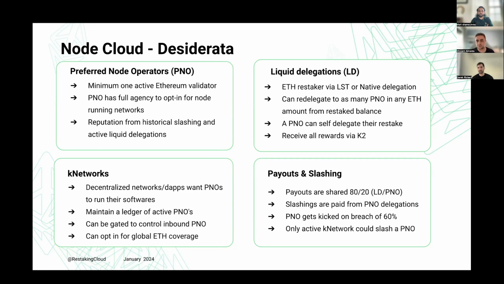K networks also have the ability, for whatever reason it may be, that it might be regulatory, it might be some other reasons that require real world agreements, to gate the P&Os that are part of the network. So they can say, right, look, we're not going to be an open one where anyone can come in and run the software for us. They can simply say, I have a list of guys that I know. We will select them.